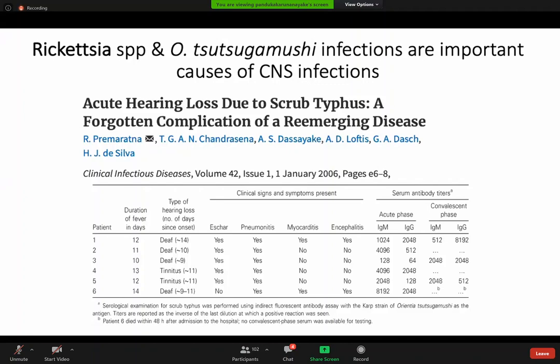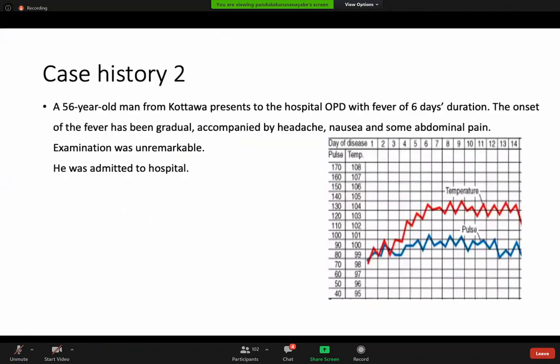Okay, fine. So we'll move on to the next case. This is a new one, a 56-year-old man from Kottava, presented to the hospital OPD with fever of 6 days duration. So he has been at home for a little longer duration than the previous case.